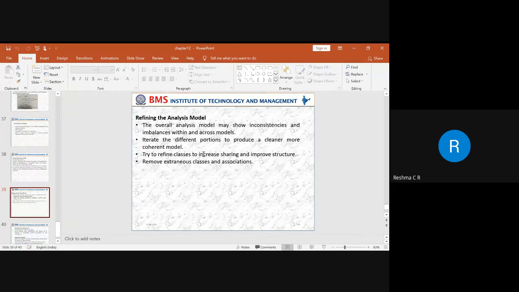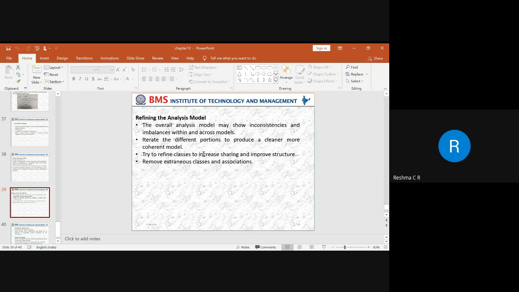refine the data. So how do we refine the data? That is based on filtering. Whatever filtering we have applied to the data, sometimes it may show inconsistency in the data and imbalances across the model. Whatever the first model that we have developed, it may not be matching with the interaction model. So we need to identify where the inconsistencies and imbalances are across the model. Either it can be a class model, state model, or any interaction model that we need to identify.